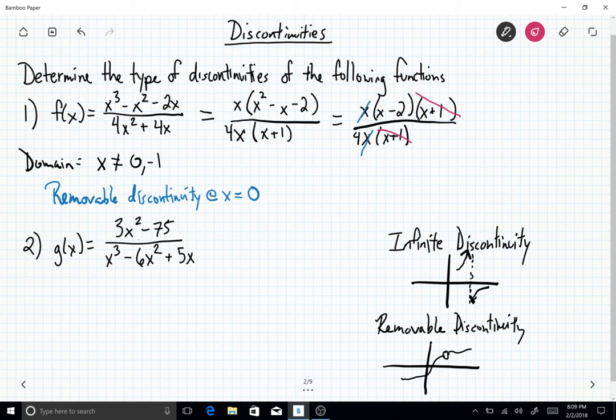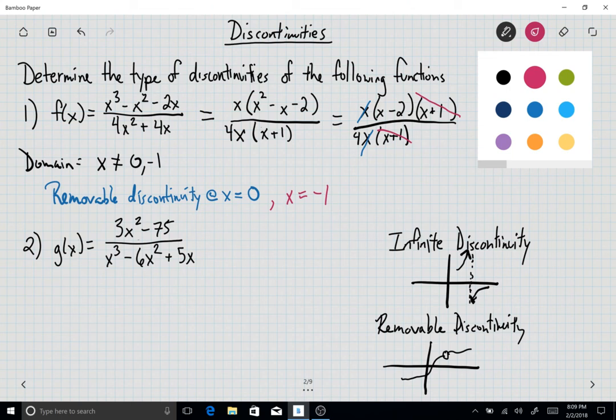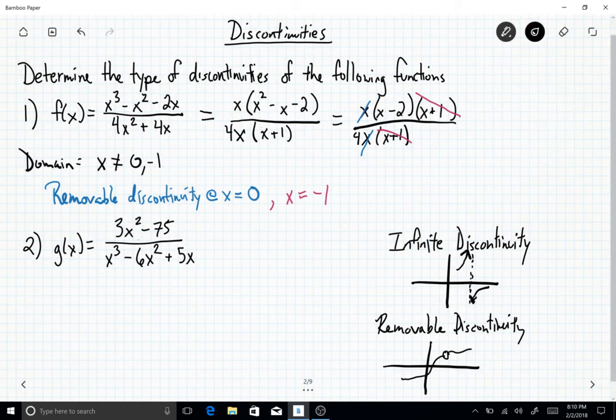So what that means, notice both of them have the same multiplicity. Once again, we get a removable discontinuity. So you get a removable discontinuity at x equals 0 and at x equals negative 1. Now let me explain what's happening here a little bit more for the bigger picture.